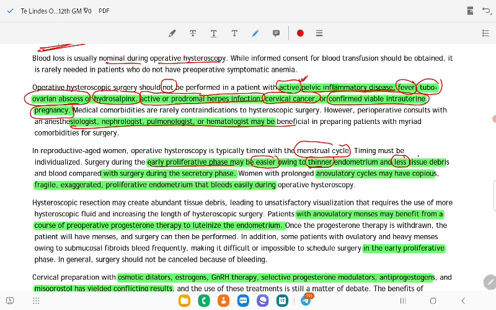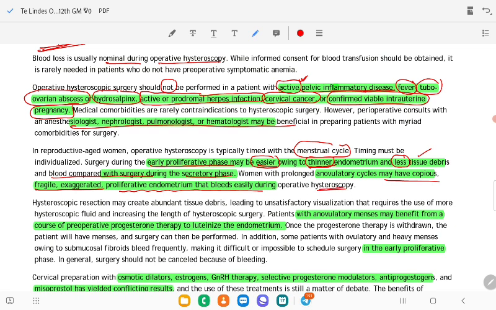So there will be less tissue debris, a thinner endometrium, and an easier view with less blood, compared with surgery during the secretory phase. In the secretory phase the endometrium is already thick, and it is difficult to see that view. Then again, women with prolonged anovulatory cycles may suddenly have copious bleeding, with a fragile, exaggerated proliferative endometrium that may bleed during operative hysteroscopy.